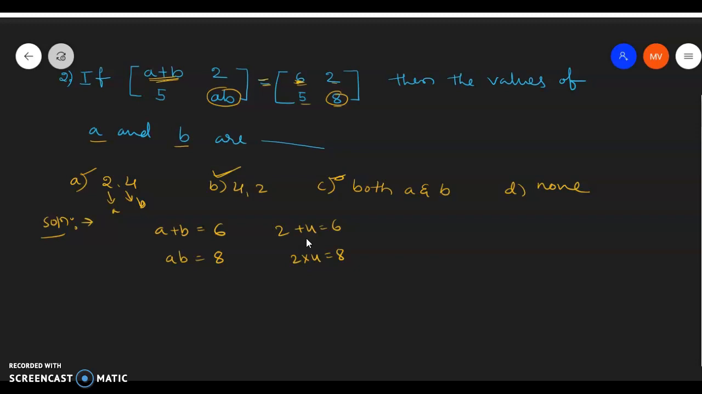So if I take 4 as A and 2 as B, what happens? Again 4 plus 2 is equal to 6, and 4 into 2 is equal to 8. So here option A and option B both match. Therefore my option C will be the right answer. Most of the students commit a mistake that they take A directly, but please check the other options also. So next, let's move towards the next question.